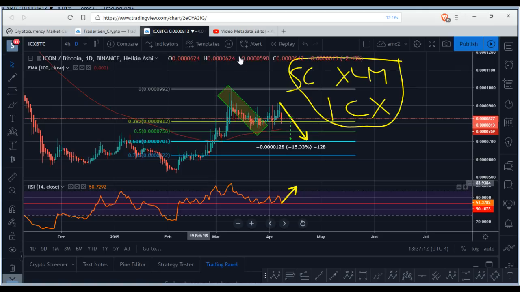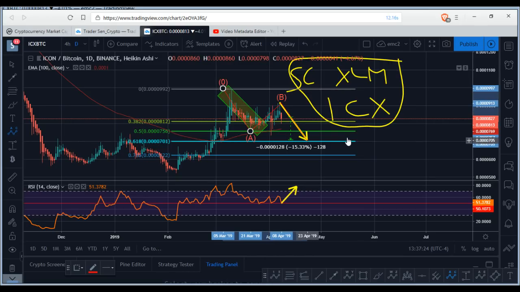Because 15% to the downside is not even much. When you take a look at it, ICX went up 40% to the upside. So you would be looking at a nice ABC correction to the downside. If that's the case, you're just gonna get an ABC correction, that's it, and then another move to the upside. All right, so thank you for tuning in, Royal Computer.